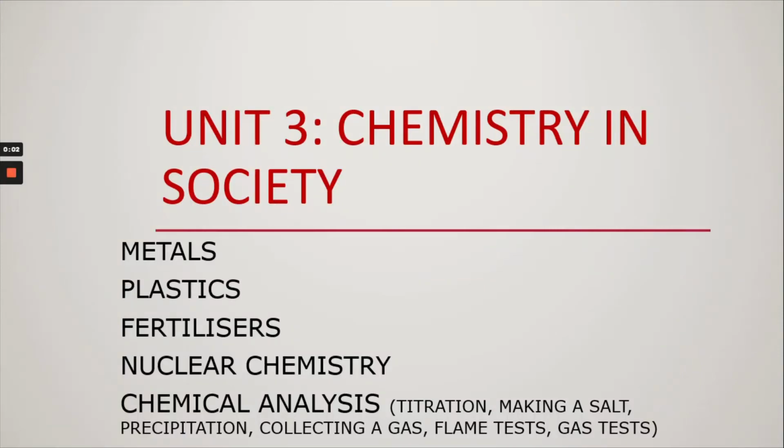Hi everyone, this week we are beginning the final unit of chemistry, unit 3, and it's called Chemistry and Society. So I'm just going to run through the topics in this unit quickly to give you an idea of where we're at. We've got 5 topics in this unit: metals, plastics, fertilisers, nuclear chemistry and chemical analysis.